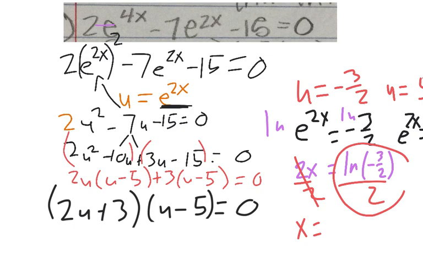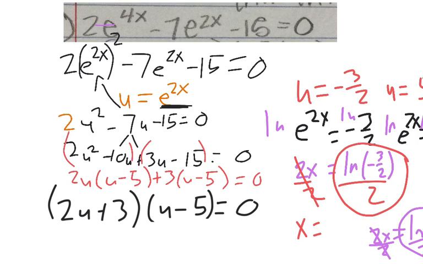We'll get there a second. And then the second one, if I log both sides, this is 2x equals the natural log of 5. Follow that. Divide by 2. And so x equals the natural log of 5 over 2.